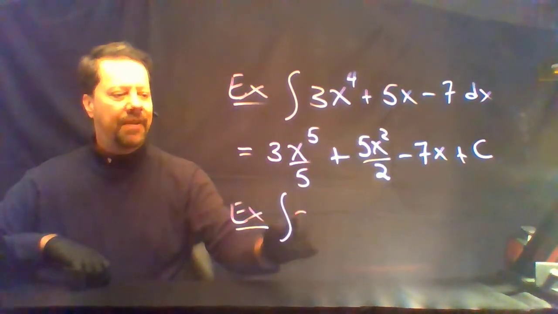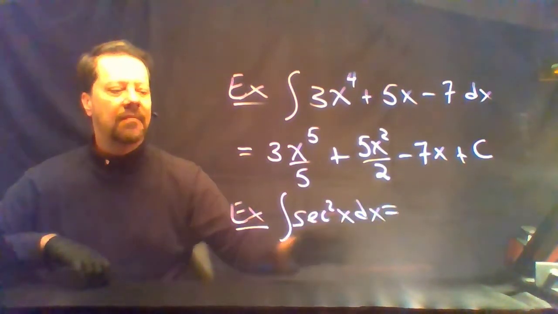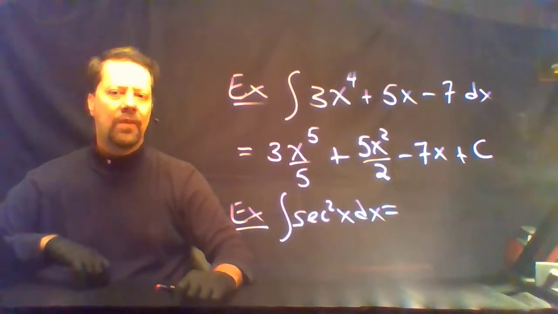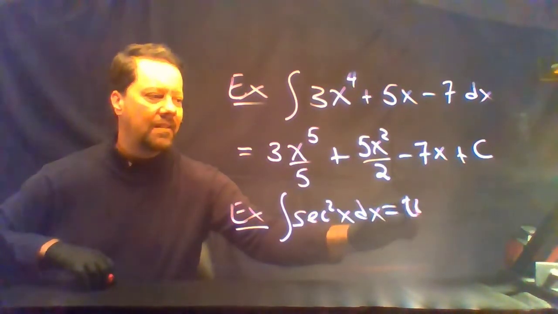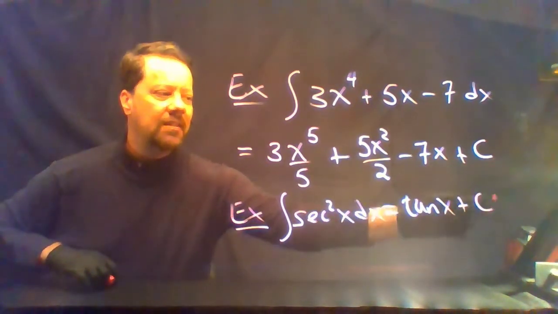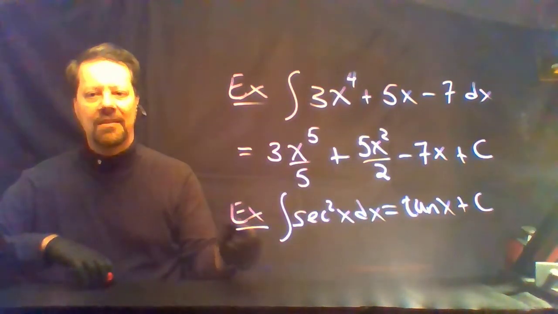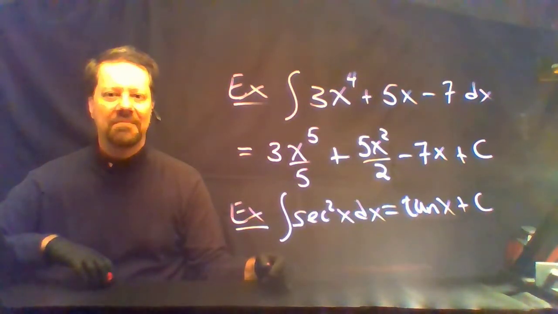What do we get if we integrate secant squared x? We need to find an antiderivative of secant squared. What function has derivative equal to secant squared? The answer is tan x plus c. The derivative of tangent is secant squared. So the integral of secant squared is tangent plus c.